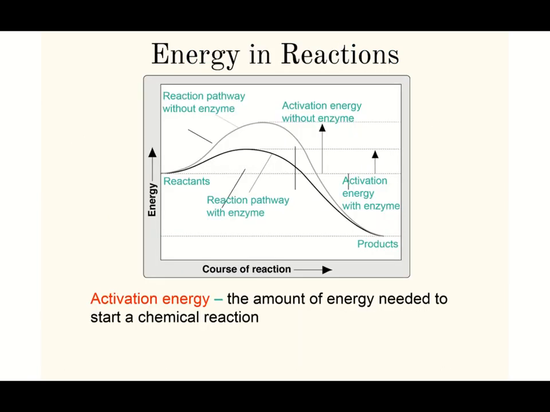A certain amount of energy needs to be invested so that a chemical reaction will start. In the graph above, we see two different chemical reactions. The gray line is without an enzyme, and the black line is with an enzyme. With an enzyme present, the activation energy is significantly lower than without the enzyme.